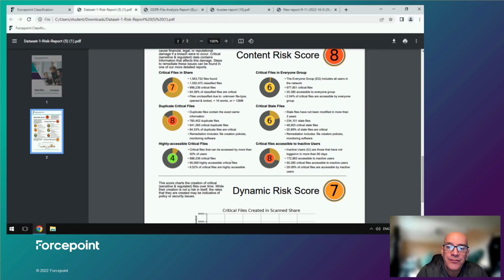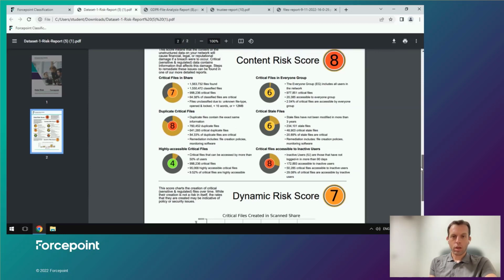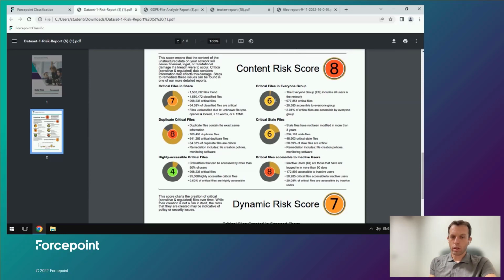Mm-hmm. We can see below highly accessible critical files. So 4 is not low, but it's not considered really high. So we can see that some of the critical files are highly accessible based on the permissions that we can see. And we know exactly that it's highly accessible by more than 50% of our users in the organization. If we go to the right, we can see the score got a bit higher because these critical files are now in the everyone group. So everyone in the organization got access to it.